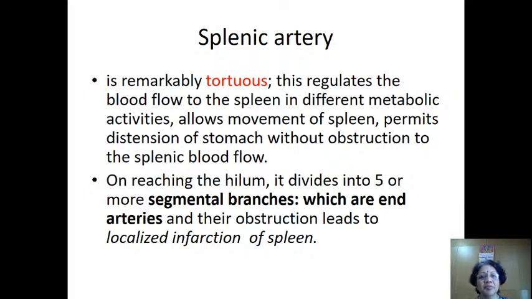All that is permissible because of the looseness and waviness of the splenic artery, which allows for stretching and coming back to its normal position. On reaching the hilum, it divides into 5 or more segmental branches. These have been lately recognized. The segments of the spleen were not earlier recognized. If we needed to do anything with the spleen, we had to remove it whole. We couldn't do a partial resection. But now we recognize that these segmental arteries are end arteries. Therefore, a localized infarction can be recognized and partial splenectomy can be done nowadays.